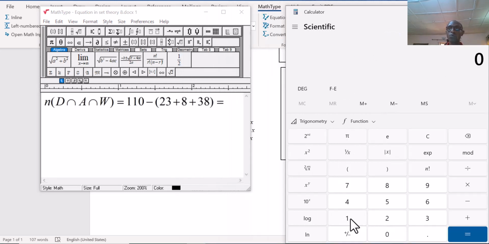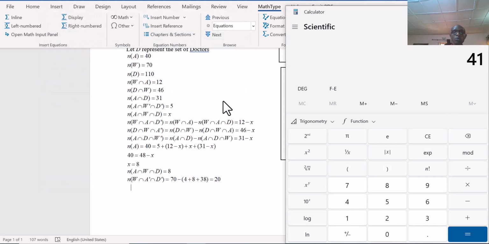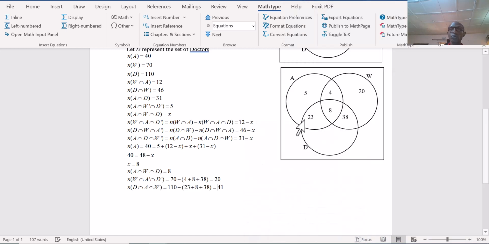So we have 10 minus 31 minus 38. That's 41. So this place is 41. So I need to write that also. Yeah. So we've gotten all the information that we need.